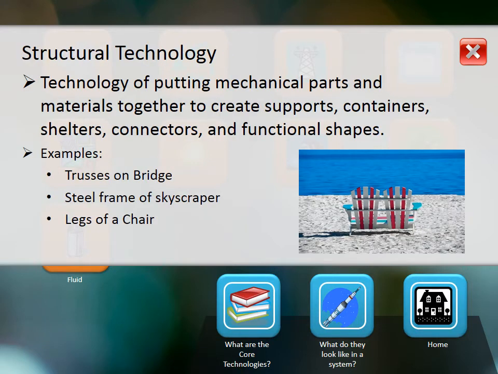Now, after you finish your mechanical technologies, you want to look at your structural technologies. Your structural technologies are putting mechanical parts together, like putting together your chairs on the beach. Now, examples. You may look at the trusses on a bridge, the steel frame of a skyscraper, or the legs on a chair.